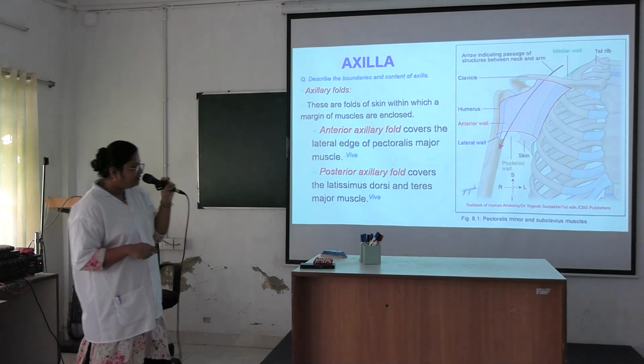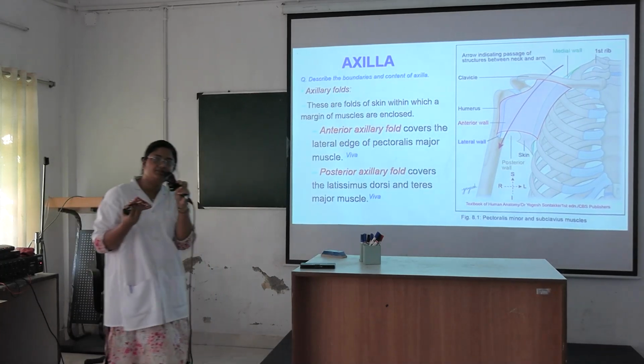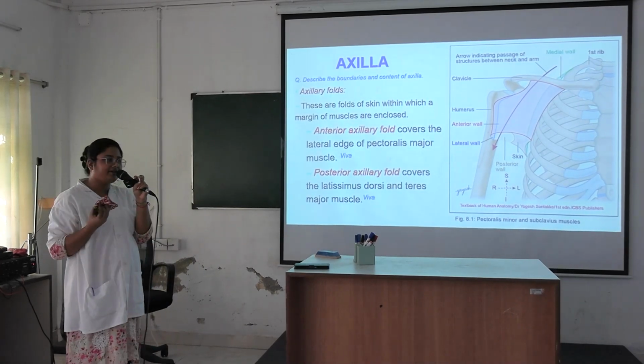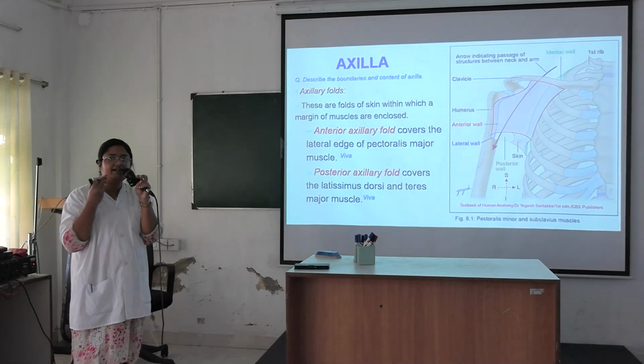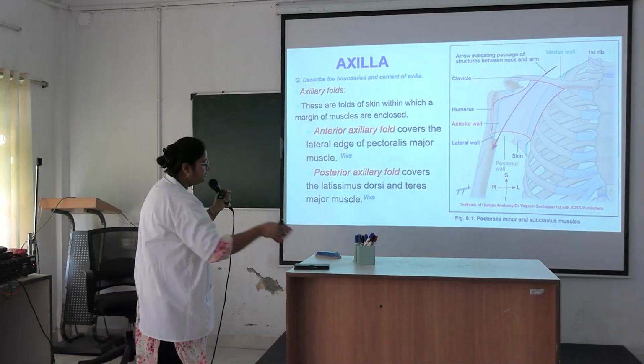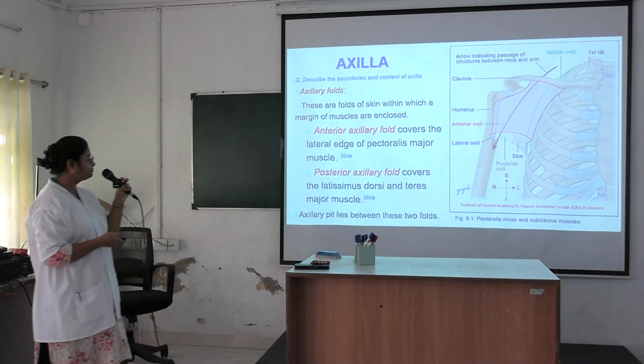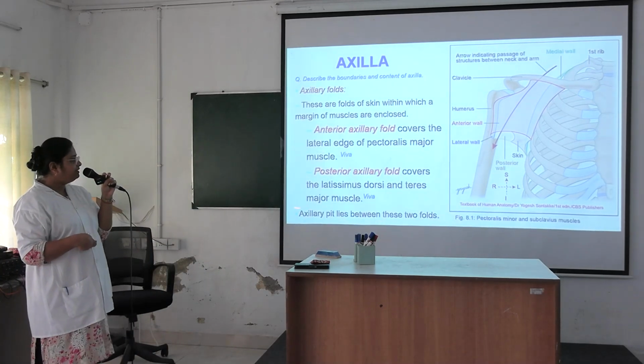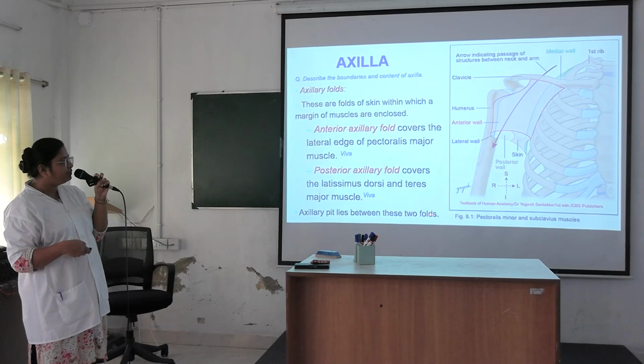These are important for your viva and OSPE questions. Okay, these muscles you have to identify in the anterior and posterior axillary folds. An axillary pit lies between these two folds.